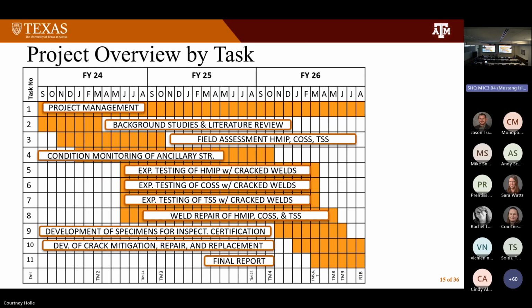It's just a lot of background information up to this point. When we look at this project, it's divided up into 11 tasks. I'm not going to focus on each of these. We'll focus a little bit on the ones we've really been working on lately. One is the field assessment, trying to go out and look at what's out in the field as far as the traffic signal structures, cantilever overhead sign structures, high mass, and get a feel for the level of damage that's out there right now.